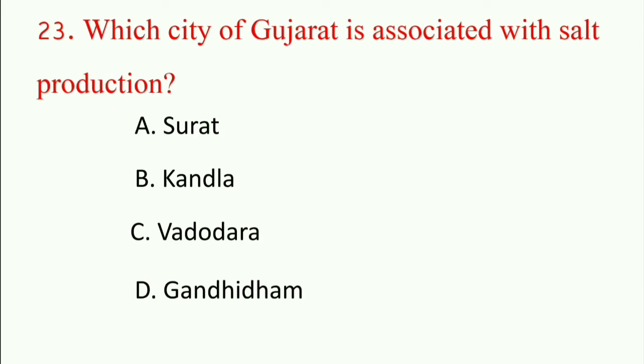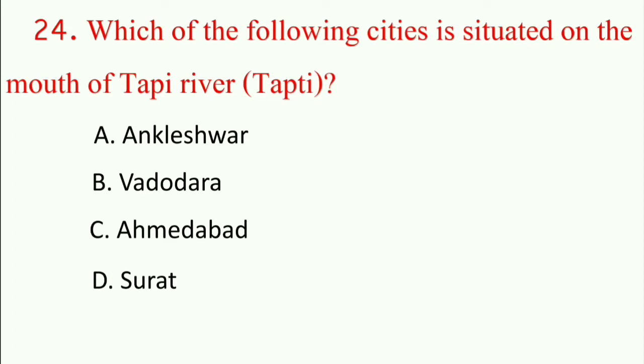Next, which city of Gujarat is associated with salt production? Answer D, Gandhidham. Next, which of the following cities is situated on the mouth of Tapi River? It is also known as Tapti.